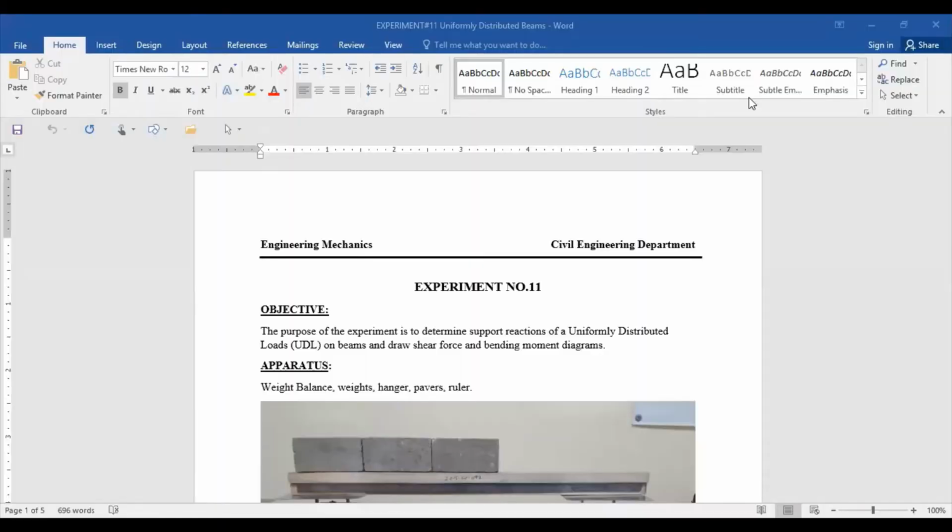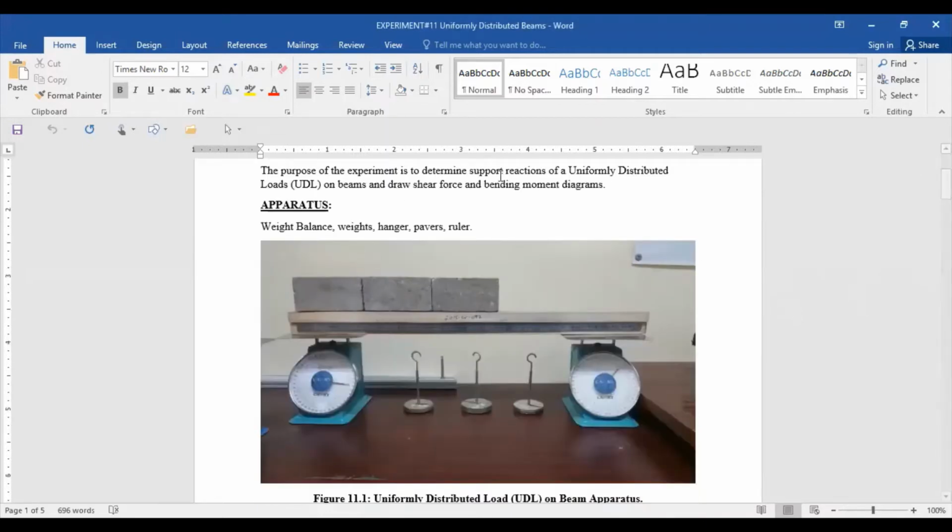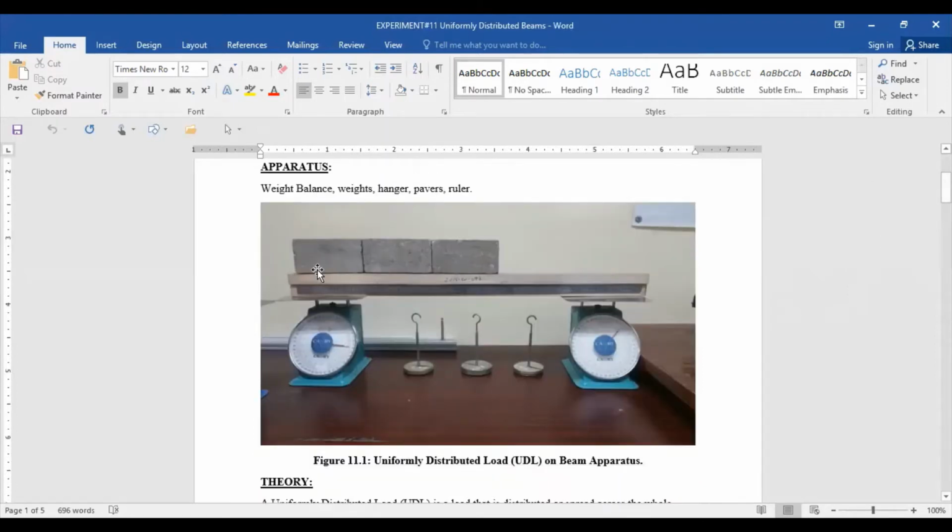It is a simple experiment in which, whatever you have done in experiment number 3, where you have taken point loads, now you will use pavers for the uniformly distributed load. For this purpose, you have to weigh one paver on the weighing balance, and you will get the weight of this paver. When you get the weight of this paver, you have to convert it into Newton per meter. So how can you do that?